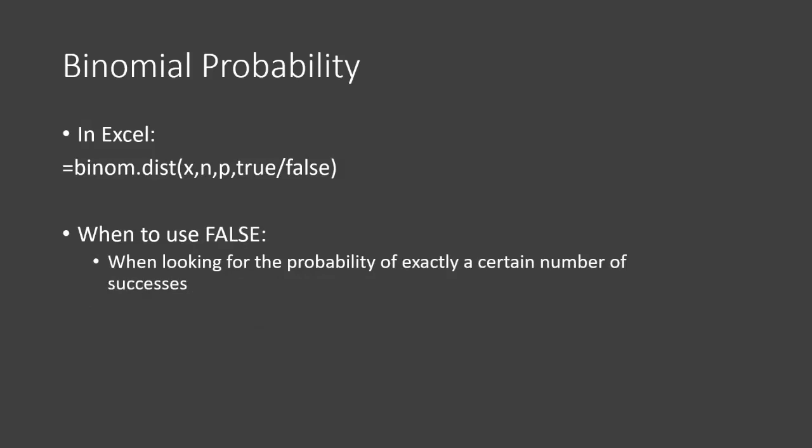Now, false is what we use if we need to find the probability of exactly a certain number of successes. So exactly 10 sales, not more than 10 sales, not 10 or fewer, exactly 10. That's when we would use false.